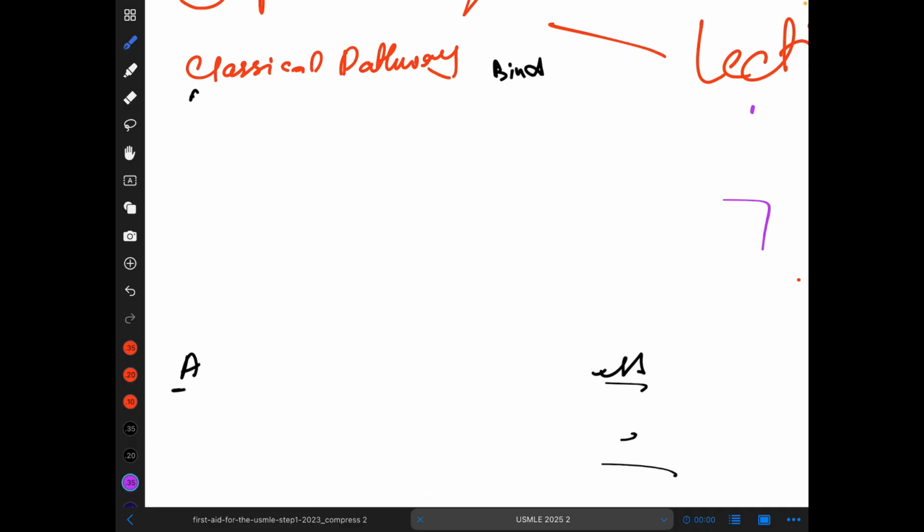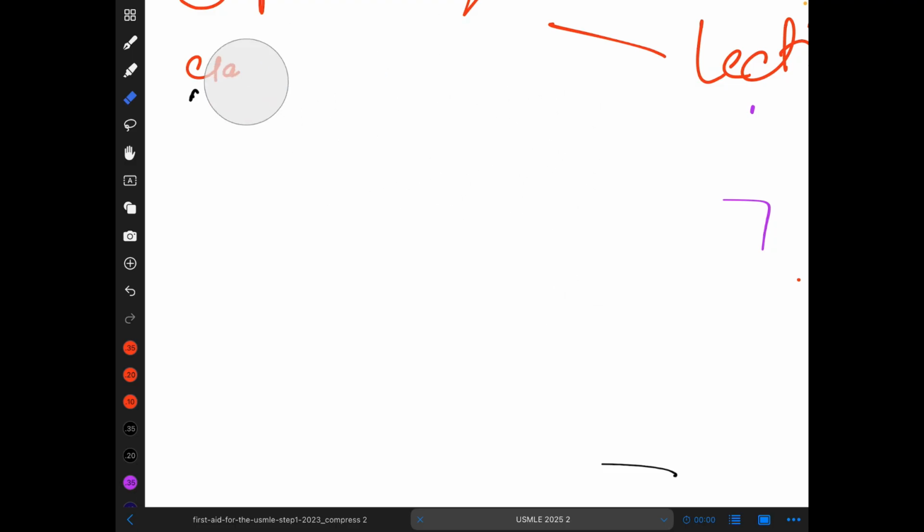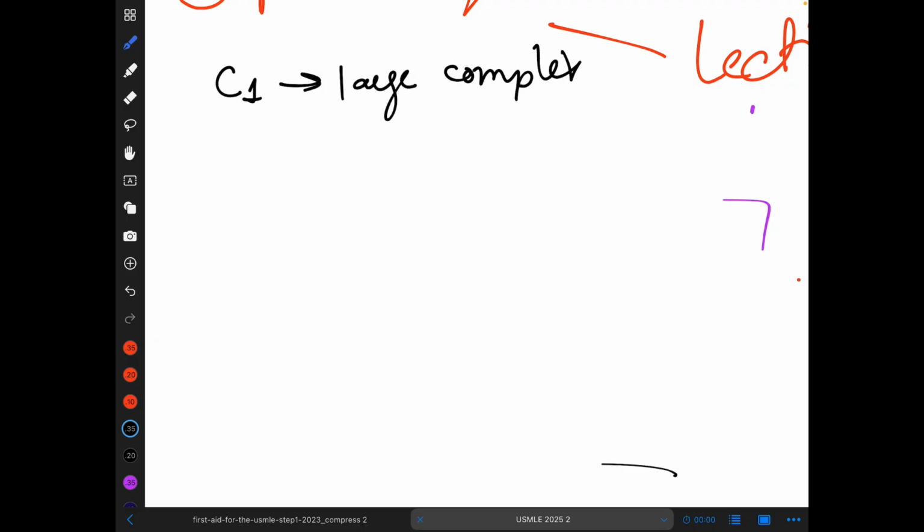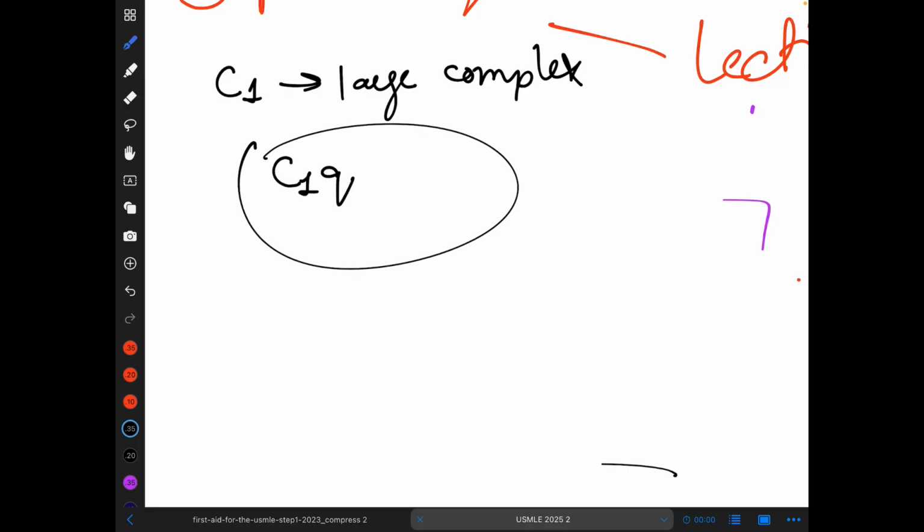The C1 is a large complex. It has a structure of C1Q, C1R, C1S, and one C1 inhibitor. Normally it is inactive due to the C1 inhibitor attached to it. But it must bind to two Fc portions close together for activation.